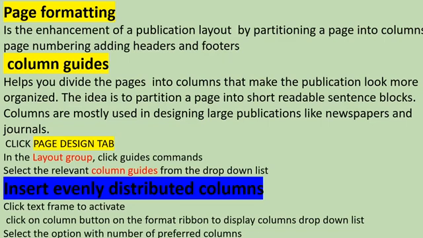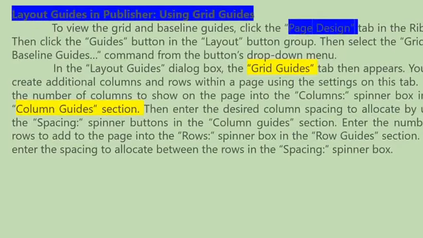You can also wish to insert evenly distributed columns. You just click text frame to activate. Click on column button on the format ribbon to display columns drop-down list. Select the option with number of preferred columns. You can also do this by drawing text boxes and then typing inside them.